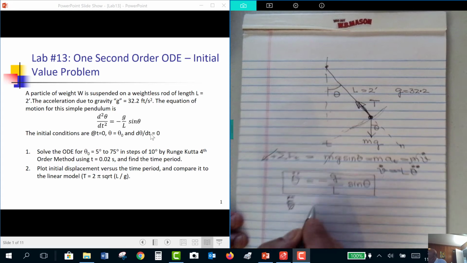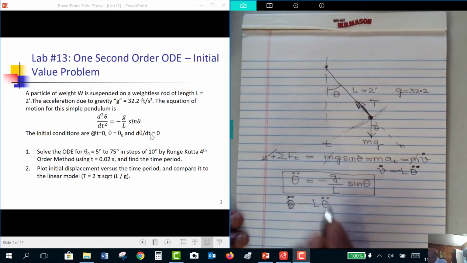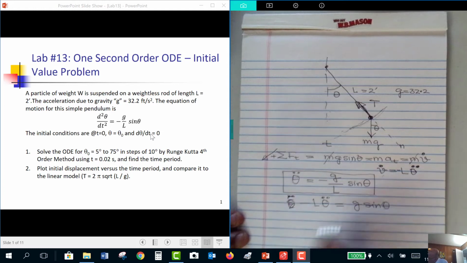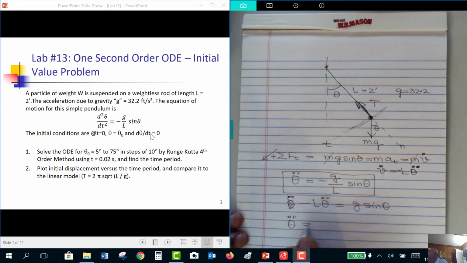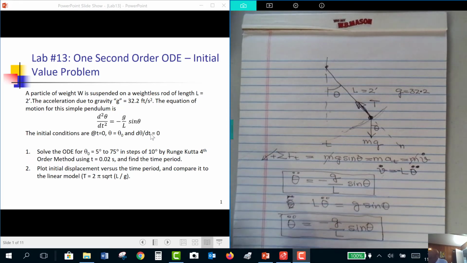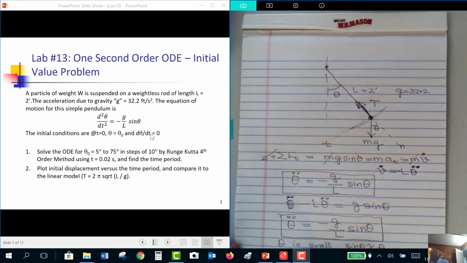So again, let me write down my equation. So we have L theta double dot, V dot, is equal to g sine theta. So we got theta double dot is equal to minus g over L sine theta. Now, if theta is very small, then we can say sine theta is approximately same as theta in radians. So we can say when theta is small, this equation becomes g over L times theta.